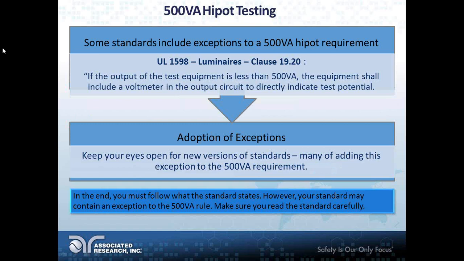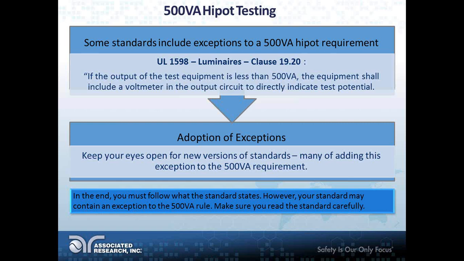So, an important note here is that some standards include exceptions to this 500 VA requirement. UL 1598, luminaires, clause 19.20: If the output of the test equipment is less than 500 VA, the equipment shall include a voltmeter in the output circuit to directly indicate test potential. That way there are no surprises. This is exactly what I was talking about. So really read your standard carefully.